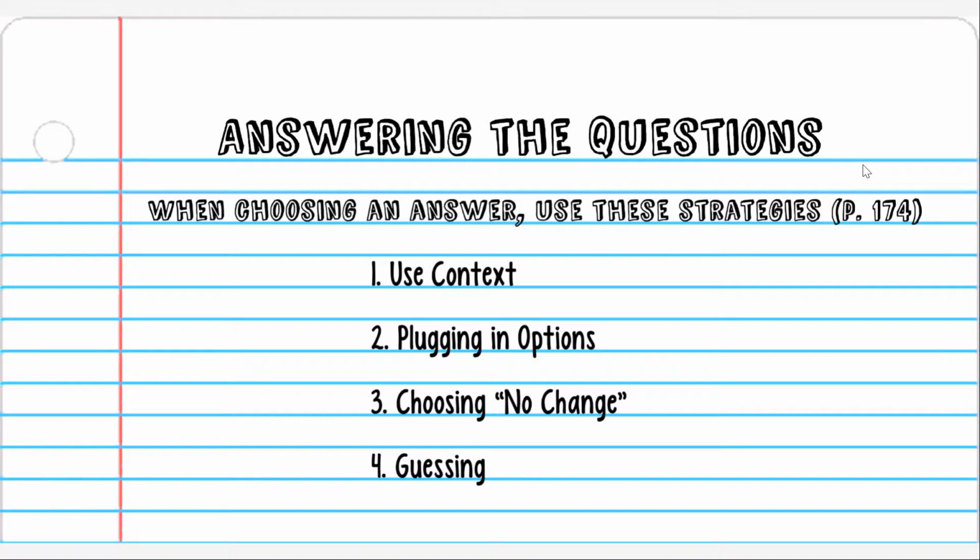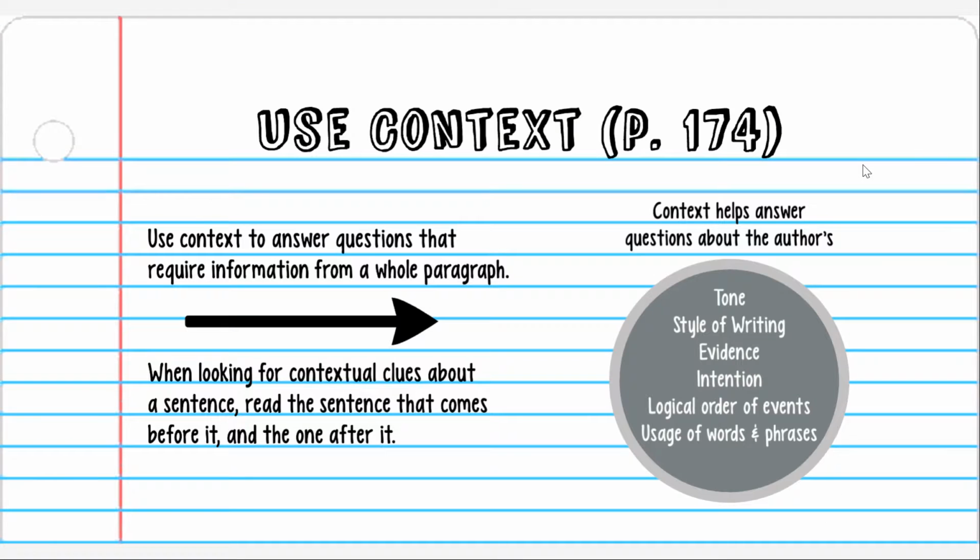We could use some of our own strategies for answering the questions. When choosing an answer, use these strategies, and you can find them on page 174. 1. Use context. 2. Plugging in options. 3. Choosing no change. And 4. Guessing. And there are examples of each strategy.